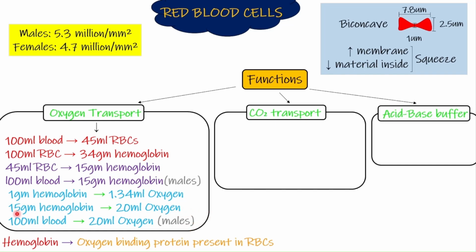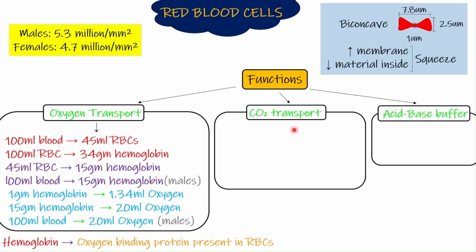So this is where everything was leading. The calculation requires the amount of RBCs in 100 ml of blood, then the amount of hemoglobin in those RBCs, and then the ability of the hemoglobin to carry oxygen. So finally, 100 ml of blood is able to carry 20 ml of oxygen.